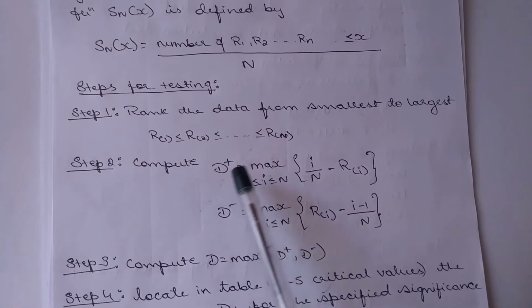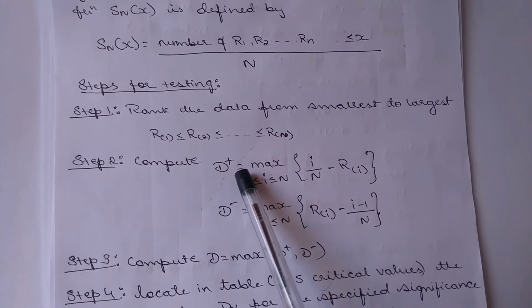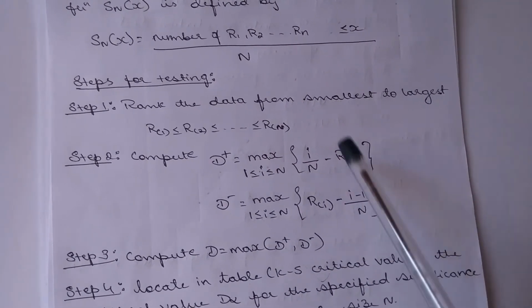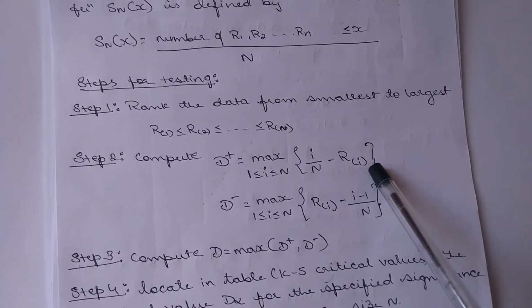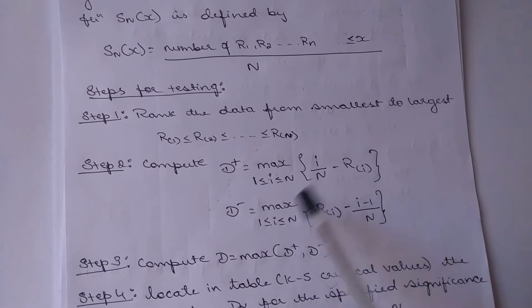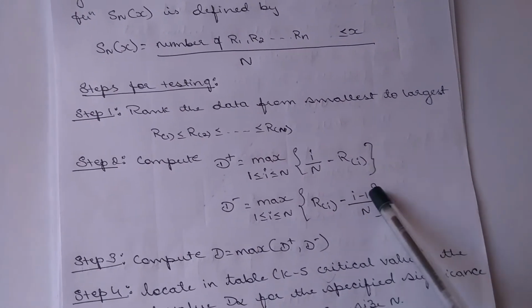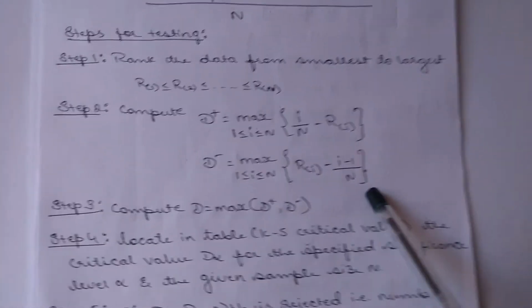D plus is equal to max. This is the formula to find the D plus: i divided by N minus Ri. And then D minus is Ri minus (i minus 1) divided by N. You have to just find out the D plus and D minus.